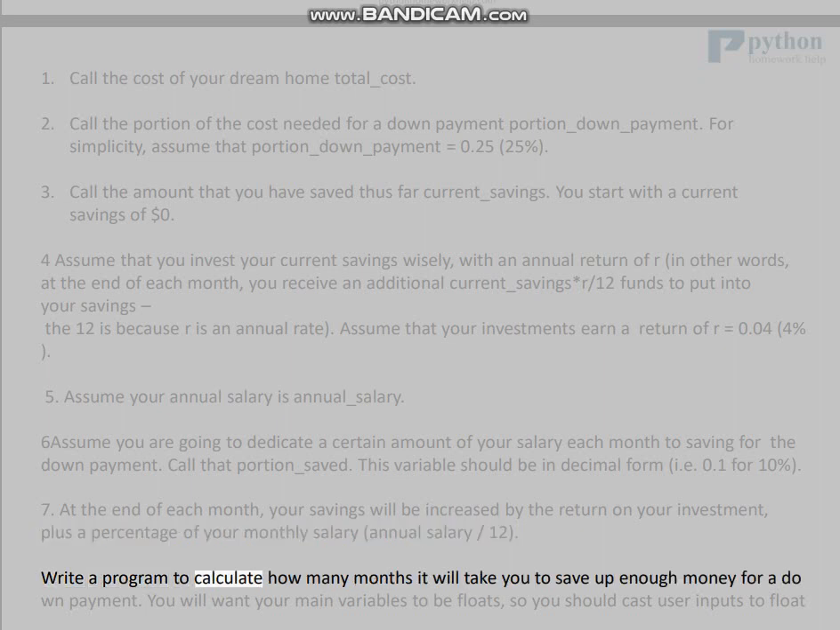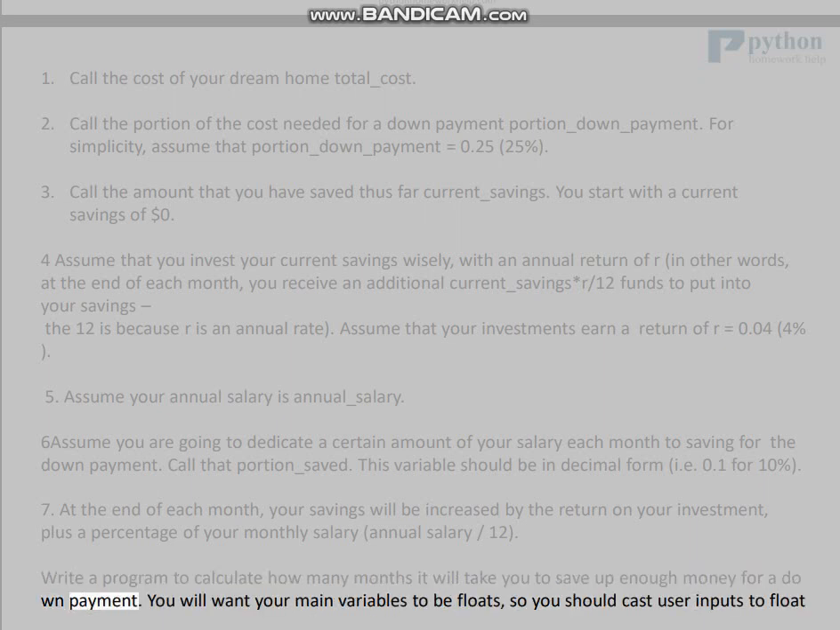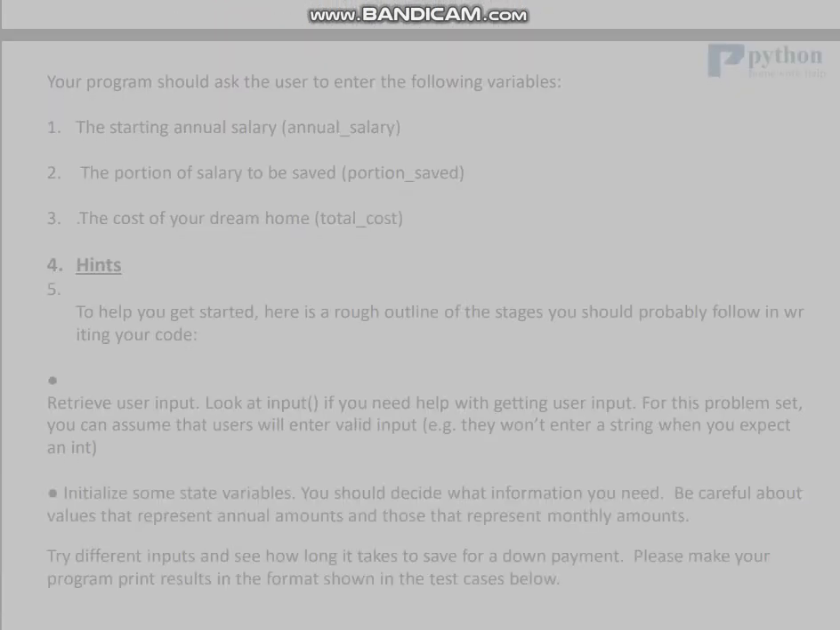Write a program to calculate how many months it will take you to save up enough money for a down payment. You will want your main variables to be floats, so you should cast user inputs to float. Your program should ask the user to enter the following variables. 1. The starting annual salary, annual_salary. 2. The portion of salary to be saved, portion_saved. 3. The cost of your dream home, total_cost.